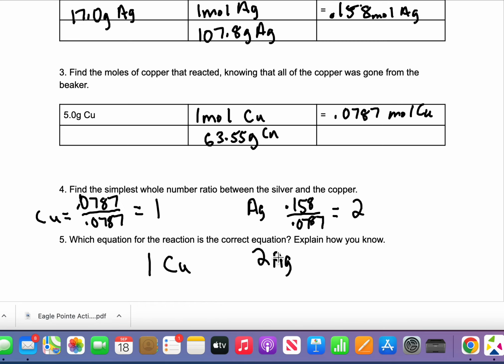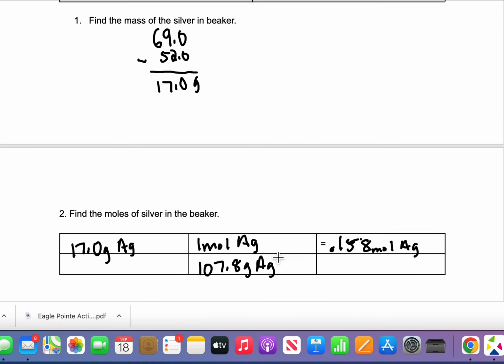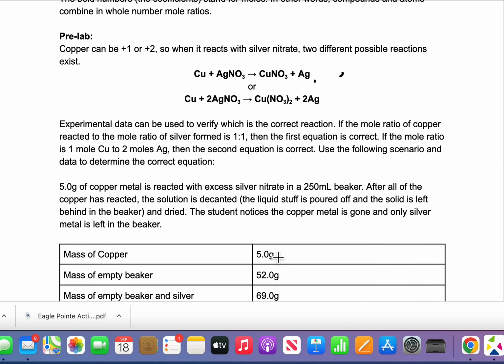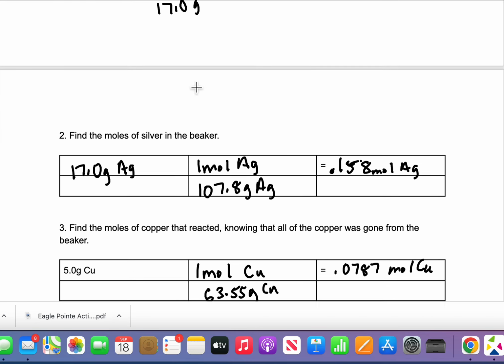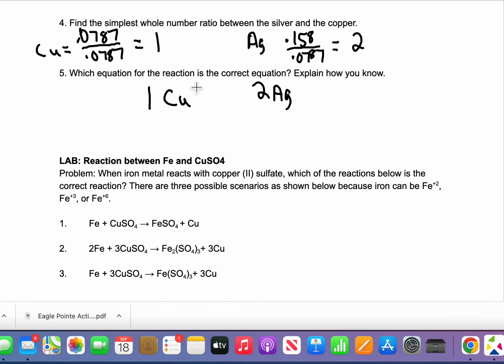If we go back and look at our chemical equations, which one has a 1:2 ratio? Well, if you look right here, this equation has 1 mole of copper to 2 moles of silver. So we would be able to verify that this is the equation that actually happened if this was the data. And that's what you're going to have to do in the lab.